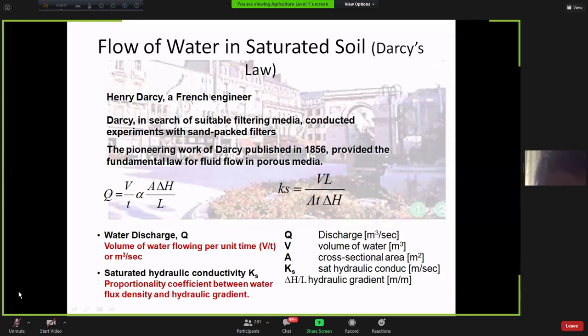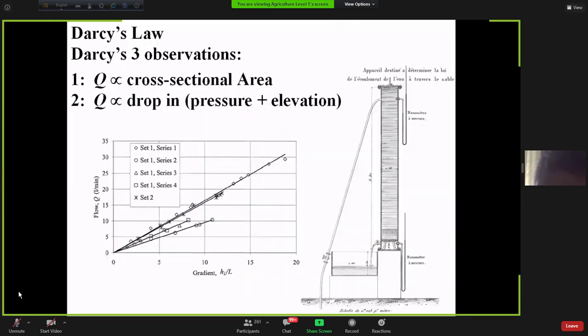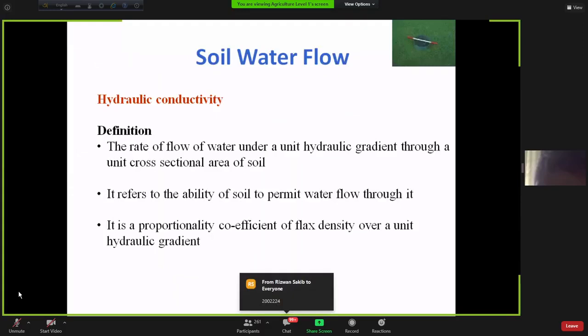And from the next class we will continue. This class is very, very important, very critical to understand soil water movement.